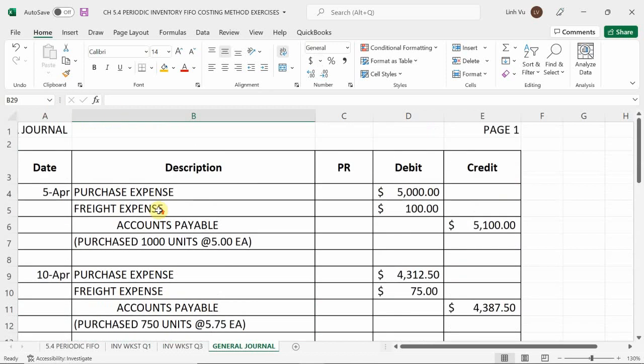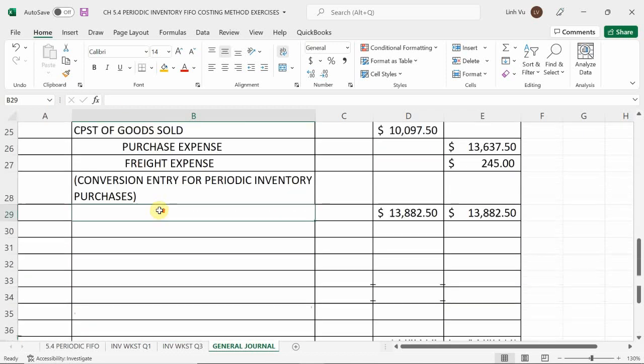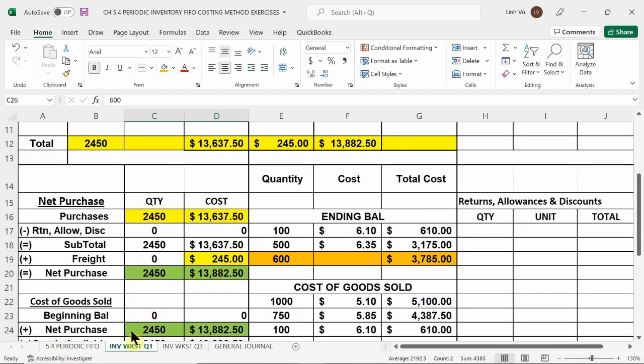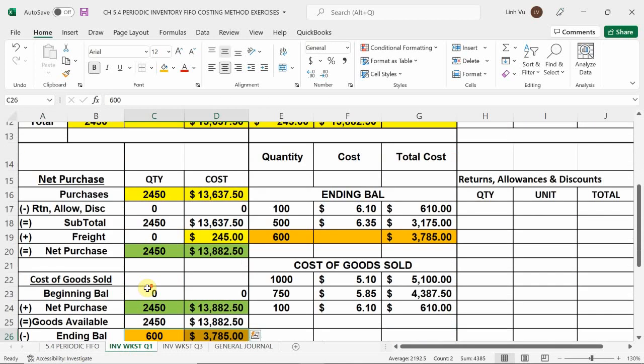So this is exactly where we left off here, right? We just finished our first example of the inventory worksheet, okay? So now we're going to go ahead and continue on.